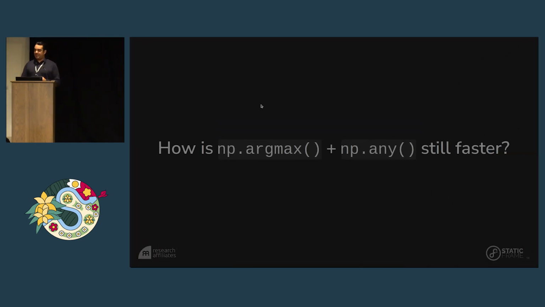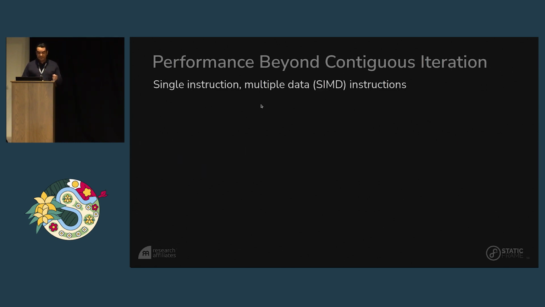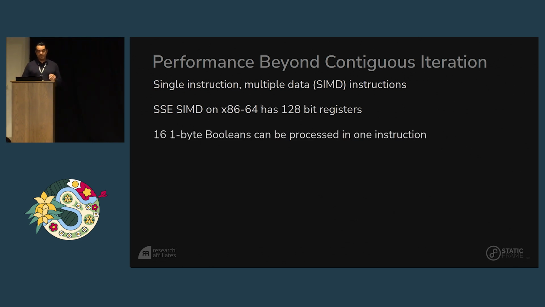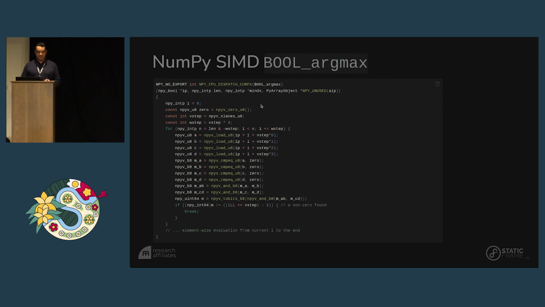How is np.argmax and np.any still faster than what I imagined was the simplest thing I could do, pointer arithmetic on a contiguous array? Well, the answer is SIMD, single instruction, multiple data instructions. SIMD's been around for a while. One of the oldest implementations, SSE, has 128-bit registers. And if we're processing Booleans with that, 16 one-byte Booleans can be processed in one instruction. That's a huge advantage. More modern AVX-512 permits processing 512-bit registers in a single instruction. So this is true vectorization, and this is a pathway to excellent performance.